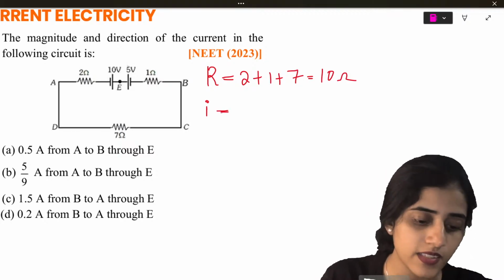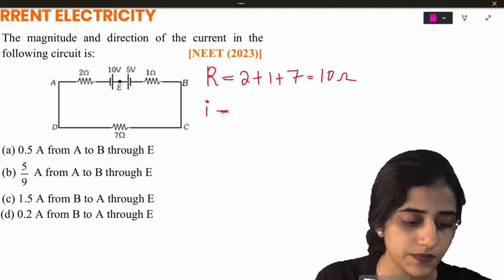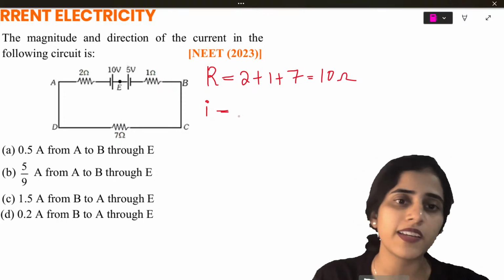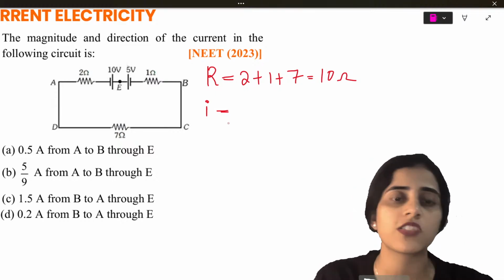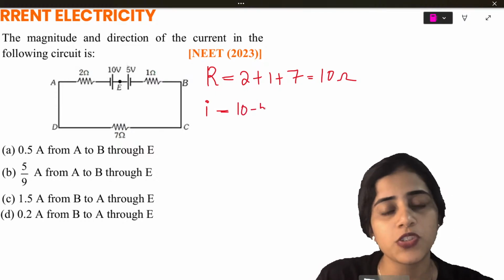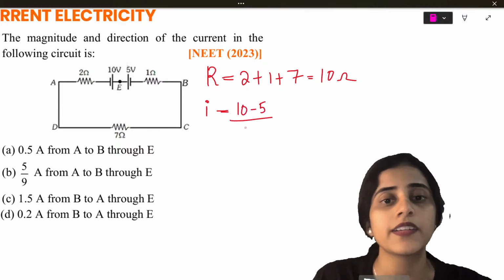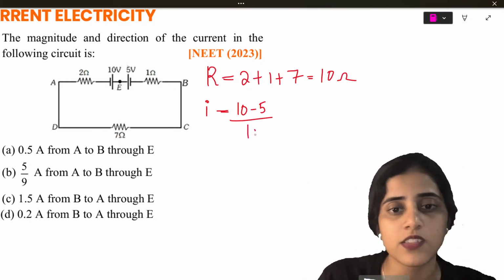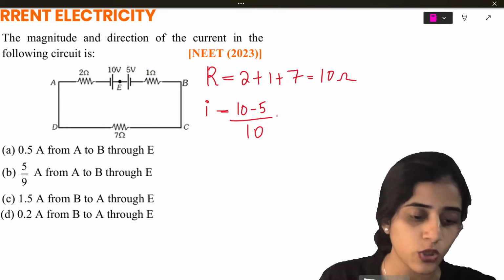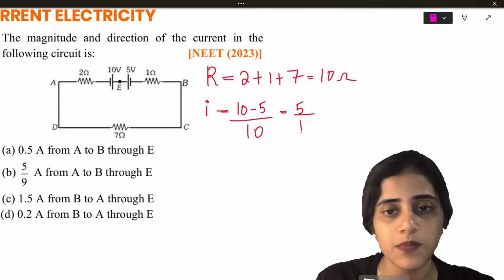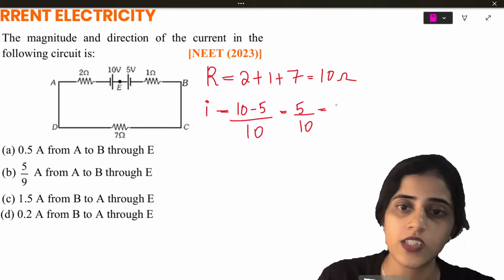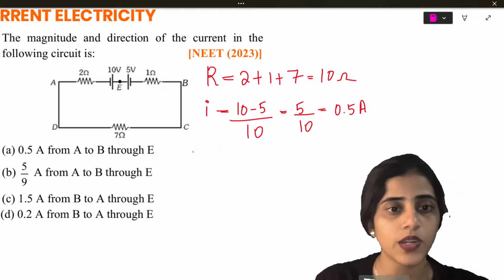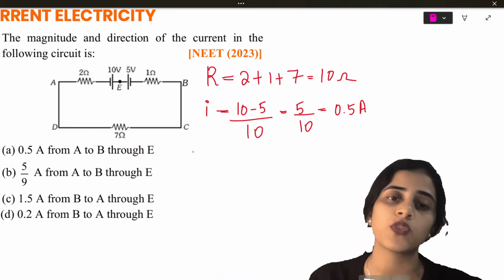Current is change in voltage by resistance. So what are the total voltages here? 10 and 5. So change in voltage would be 10 minus 5, high voltage minus low voltage. Total resistance is going to be 10. So total current is going to be 5 by 10, which is 0.5 amps. That is the value of current that's going to flow through the circuit.